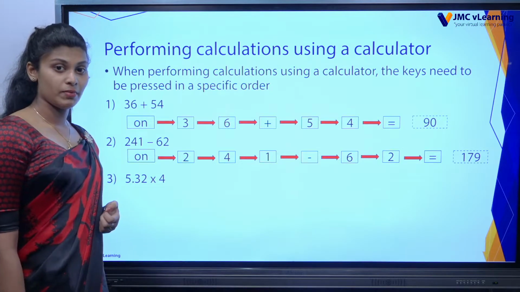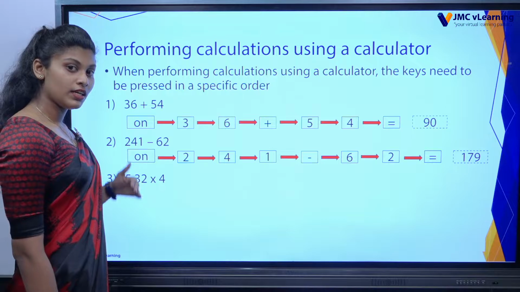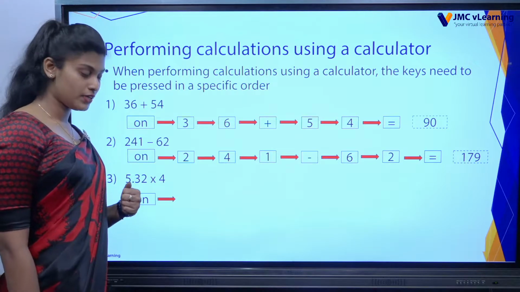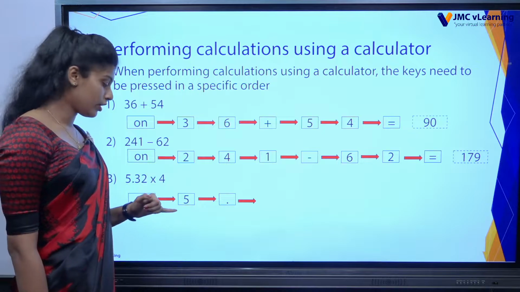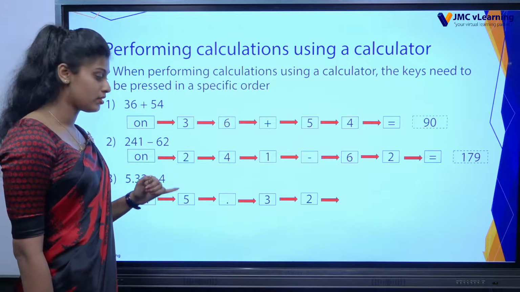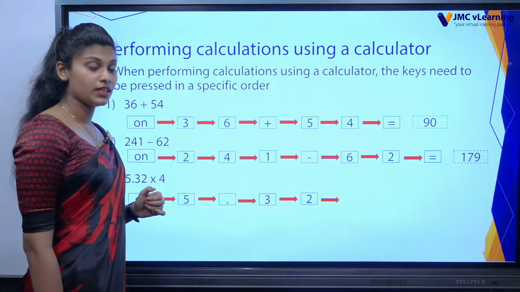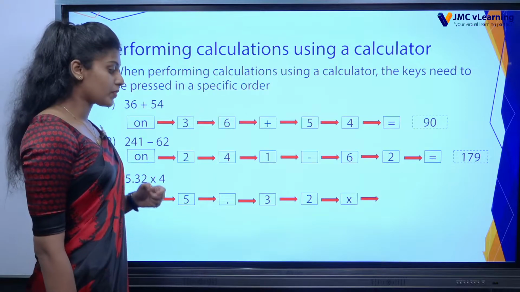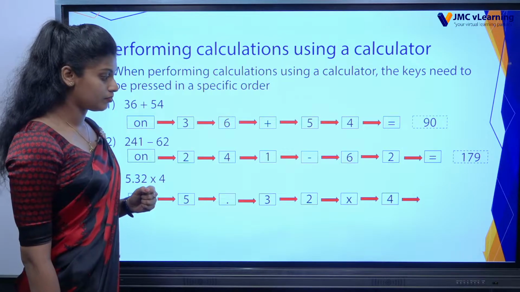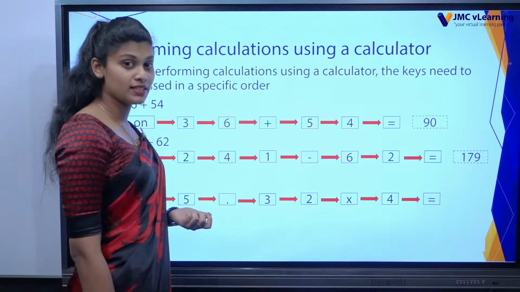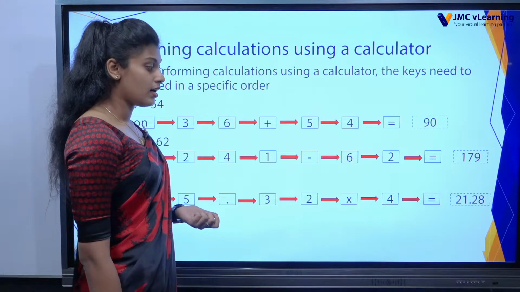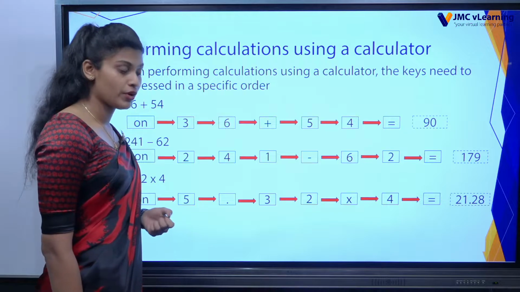Another example, 5.32 multiplied by 4. Here also you have to press the on button first, then 5, decimal point, 3, 2. After that the multiplication symbol, then 4. To get the result, you have to press the result key. The answer is 21.28.